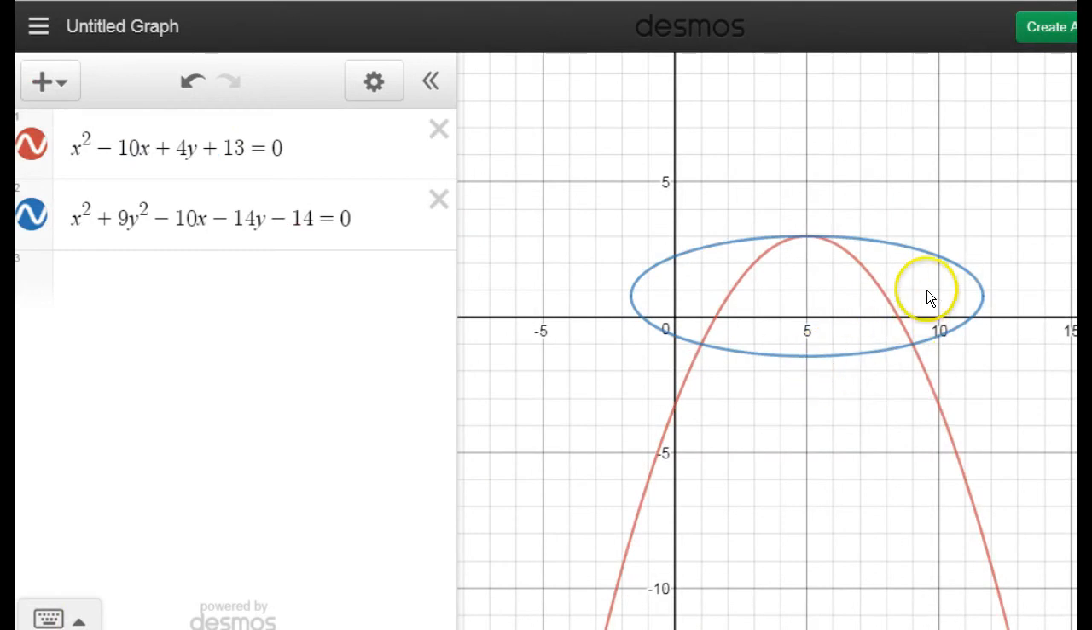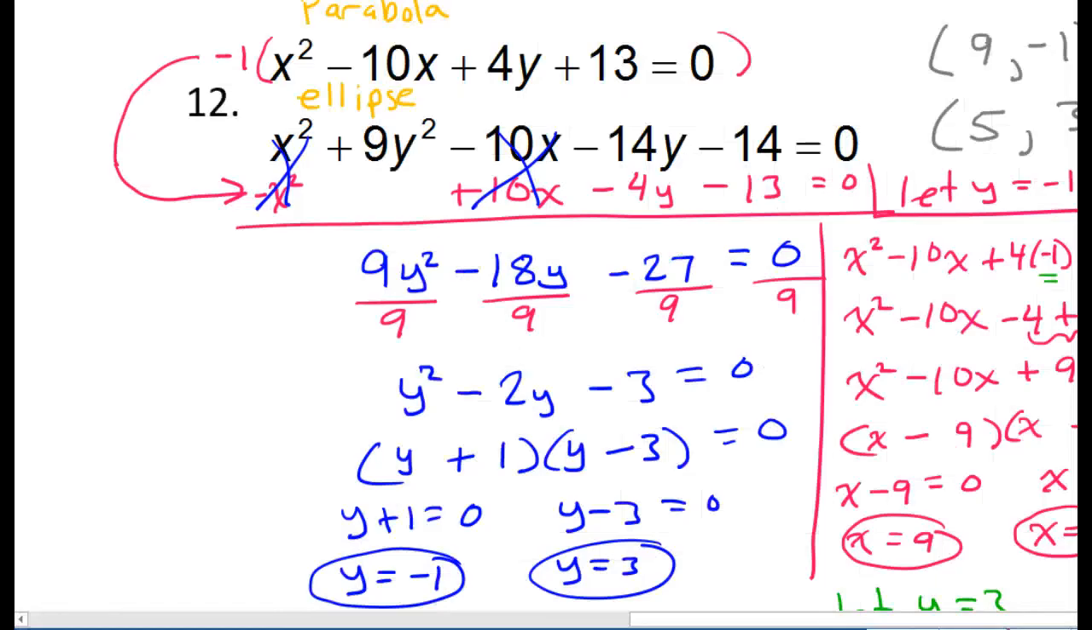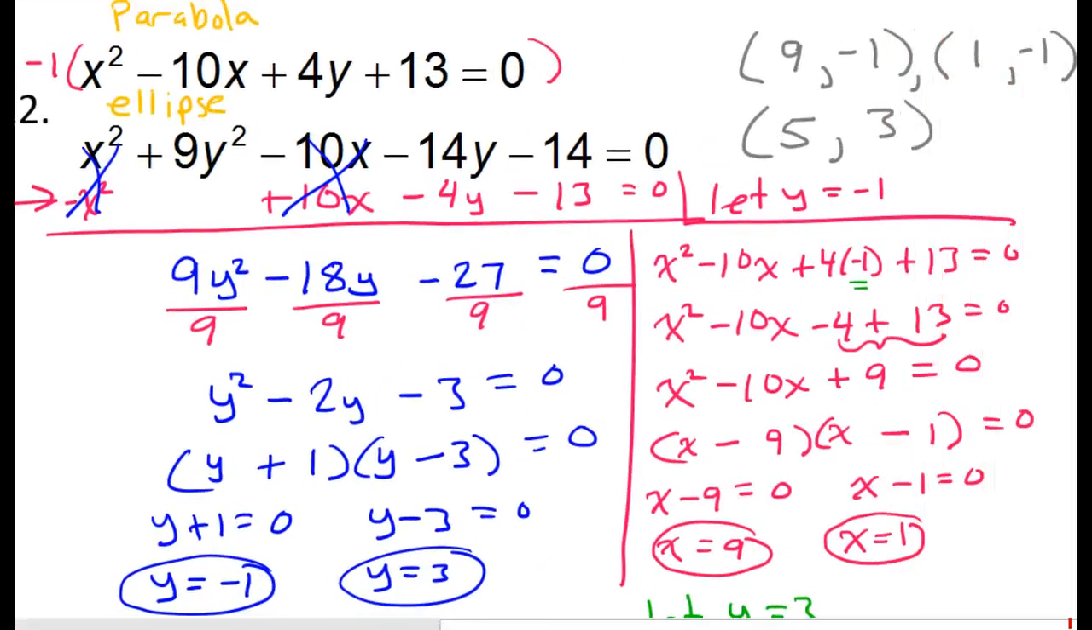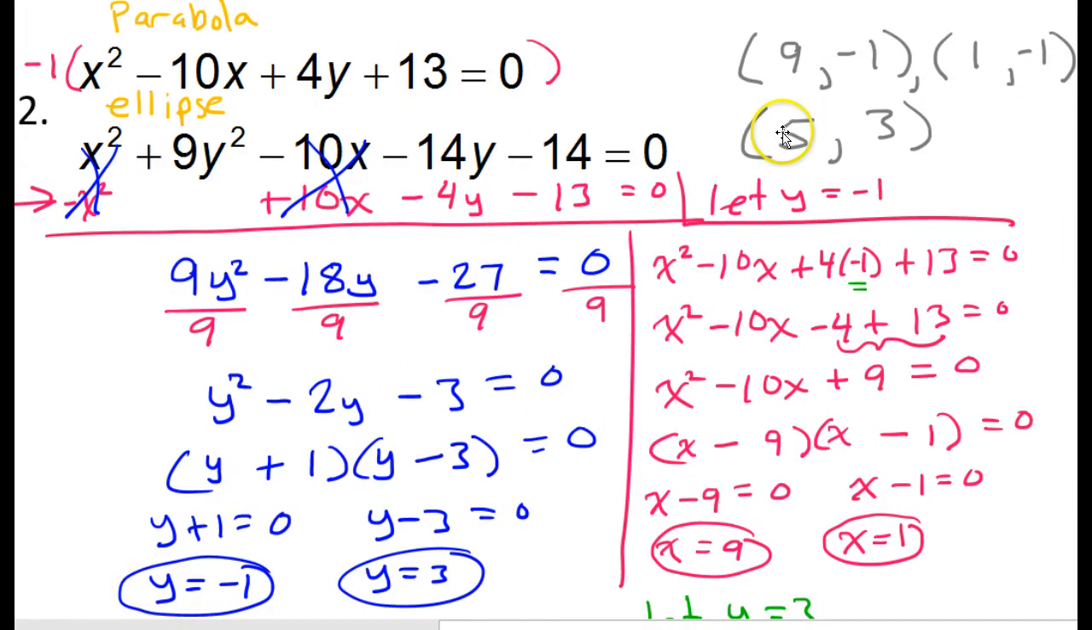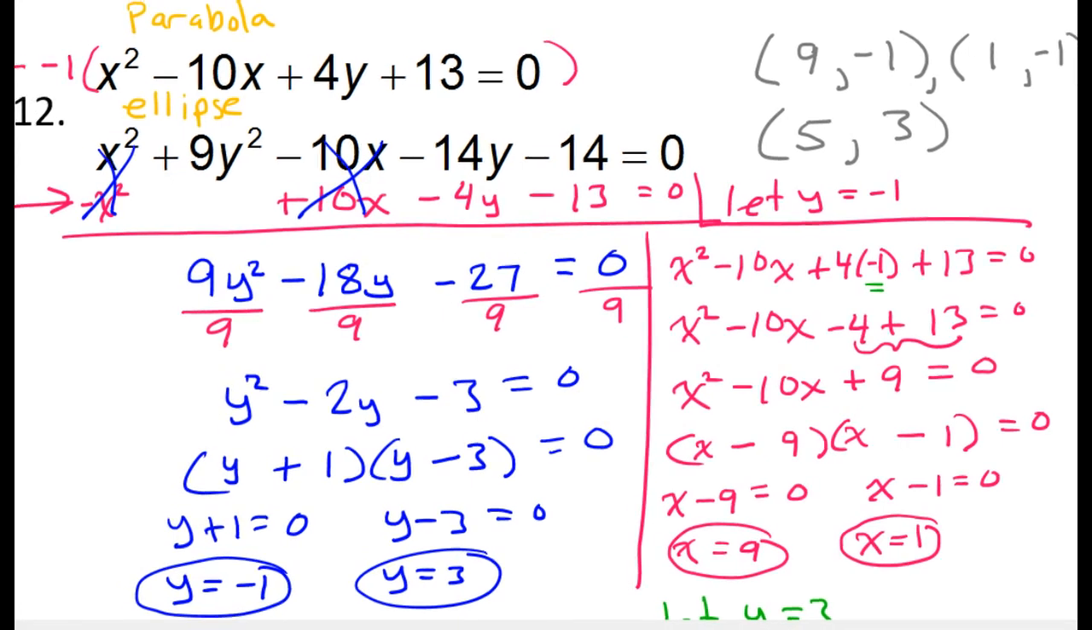Alright, take a look, guys. I have this blue ellipse and this red parabola, and they seem to intersect here, here, and here. So 1, negative 1, 5, 3, and 9, negative 1. The same three values that we got when we solved this by hand. That is pretty cool.